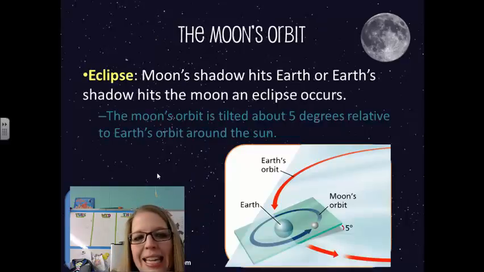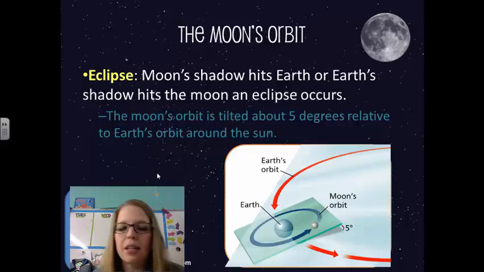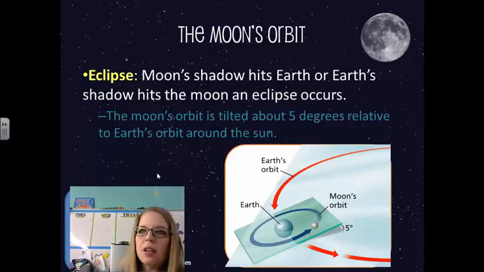Okay, next word, eclipse. This sounds like ellipse, but it has the C in there. Eclipse means that it's a shadow, like blocking something. We just had an eclipse recently, and the moon was blocked by the Earth's shadow. So it could be either way. The moon shadow hits the Earth, or the Earth's shadow hits the moon for an eclipse to occur.